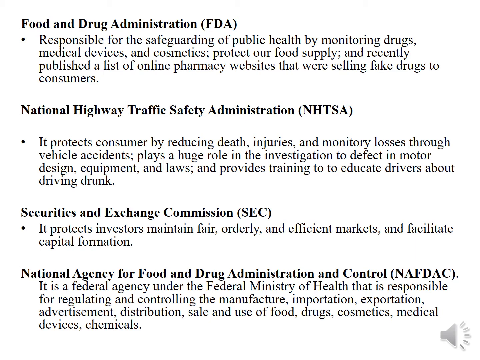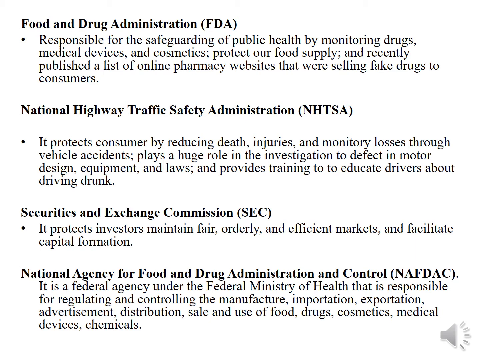National Highway Traffic Safety Administration, or NHTSA. It protects consumers by reducing death, injuries, and monetary losses through vehicle accidents. It plays a huge role in the investigation of defects in motor design, equipment, and laws, and provides training to educate drivers about driving drunk.